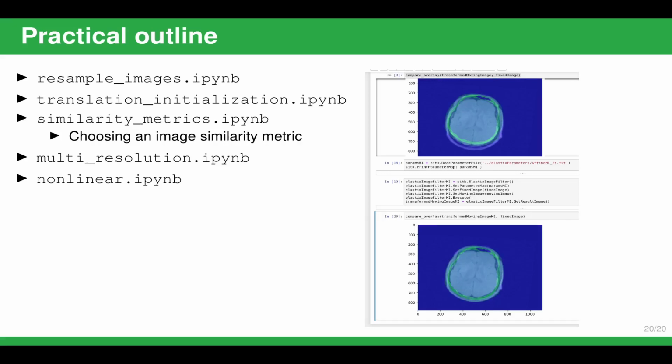Okay, the third notebook is called Similarity Metrics. Unsurprisingly, you'll learn how to choose an image similarity metric. So in particular, we'll see an example in which the mean squared error similarity metric fails. You'll think about why it produced the bad result that it does, and then you'll see how a different similarity metric, mutual information, gives much better results, and then we'll think about why that's the case.